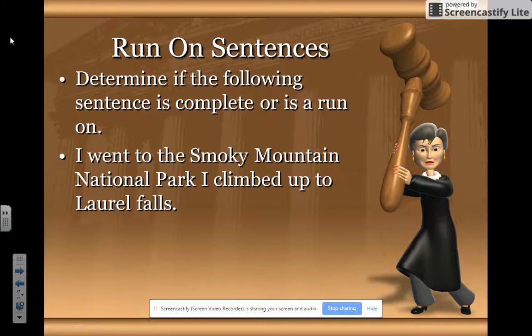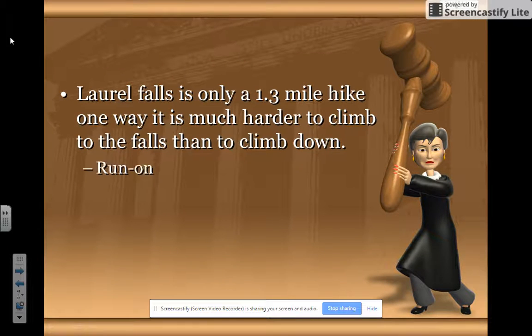Now we're going to take a look at a few sentences and decide if each is complete or a run-on. So if I say, I went to the Smoky Mountain National Park. I climbed up to the Laurel Falls. Notice how we have two things going on here. We have I went to the Smoky Mountain National Park. We put a period there. And then we have our second thought. I climbed to the Laurel Falls.